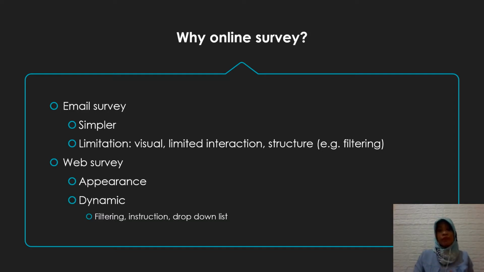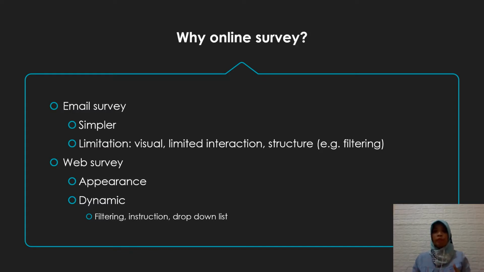With using the web survey, the other type of online survey, we will have more advantages. From the appearance, we can play with the visual display of the questionnaire. We can put a different background color, different background, pictures, images, something like that. So it might be more interesting, more attractive for the participants when they are filling out the survey. It's also more dynamic.